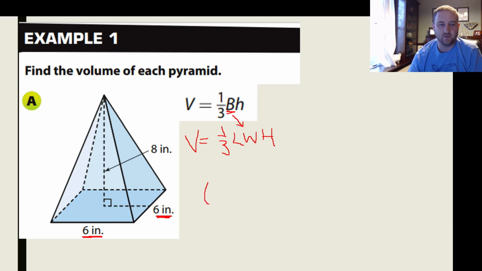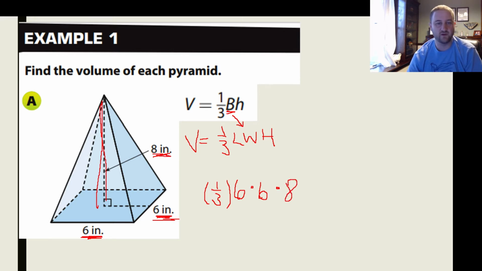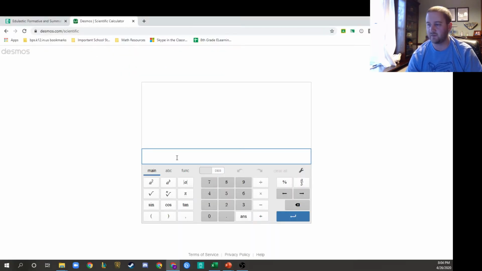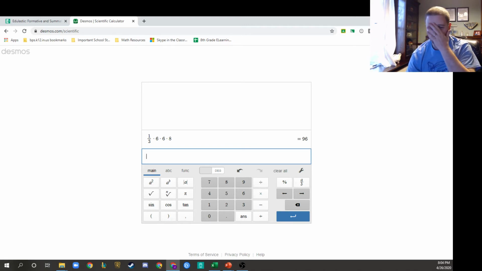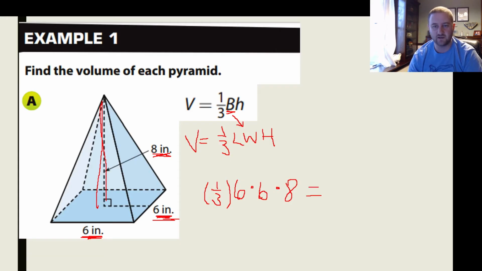So I'm going to plug in 1/3. What's our length here? That's 6. 1/3 times 6 times 6, and then times our height. That's this going up. That's 8. So 1/3 times 6 times 6 times 8. We're going to come over here and open up Desmos. We're going to do 1/3 times 6 times 6 times 8. And we get a volume of 96.